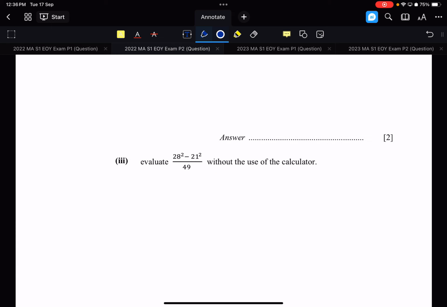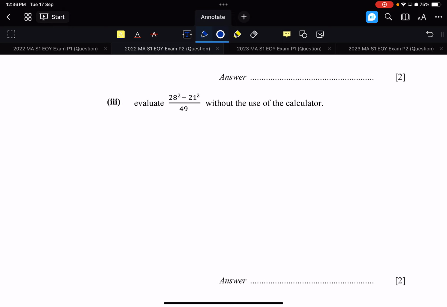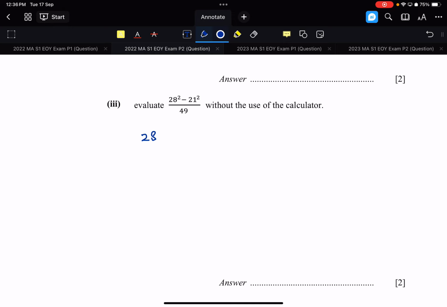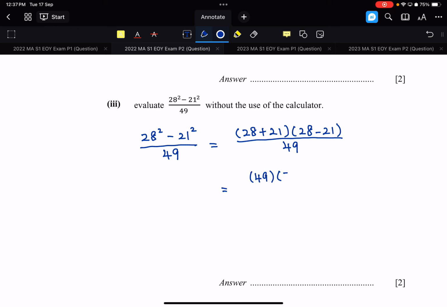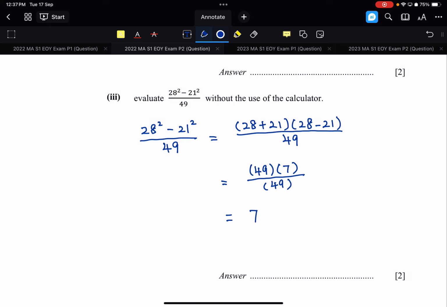Right? Moving on. Evaluate this without the use of a calculator. So we can actually look at this and say, okay, it's the difference of squares on top, special identity. 49. Right? So this will be equal to (28 + 21)(28 − 21) over 49, which is equal to 49 times 7 over 49, which will be equal to 7. There we go. Right? So moving on, next one.